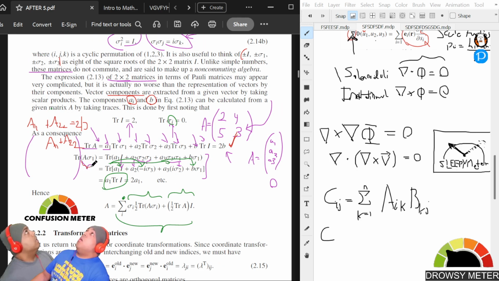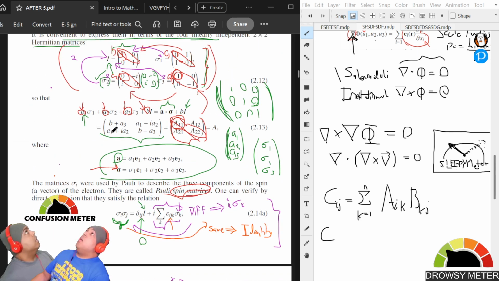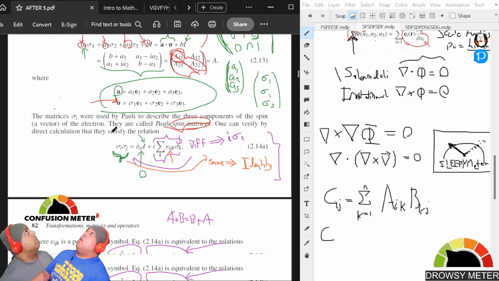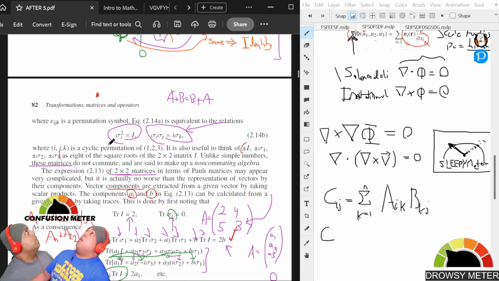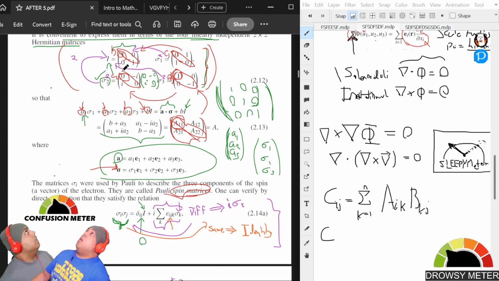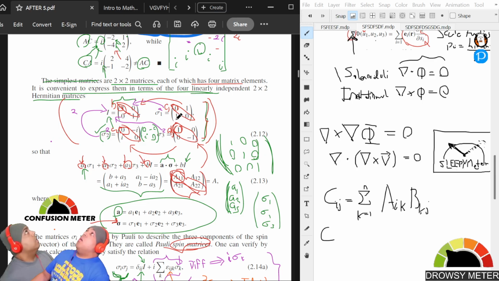Trace of A, trace of A row 1. Why are we doing this now? Row 1 is this guy. I have really written up on this a lot. Row 1 is this guy. A multiplied by this guy would be what?